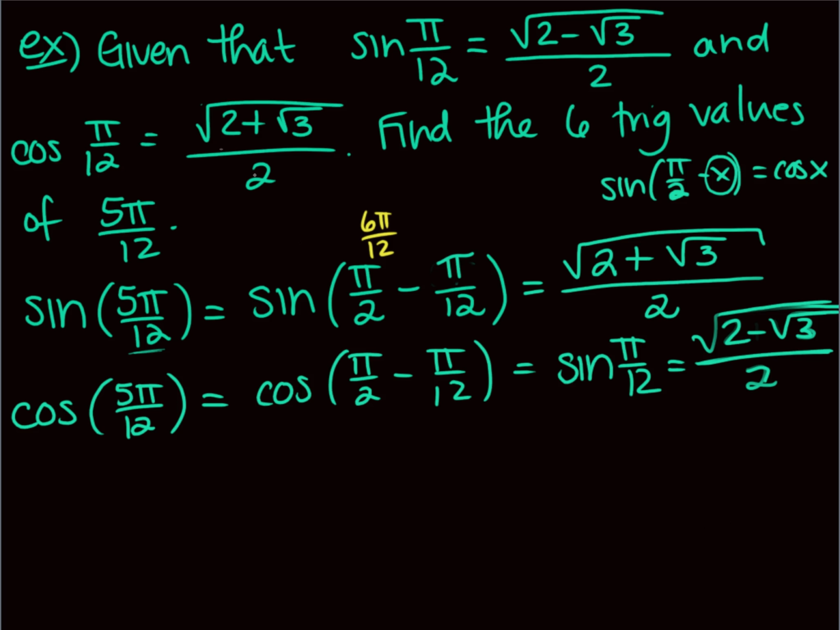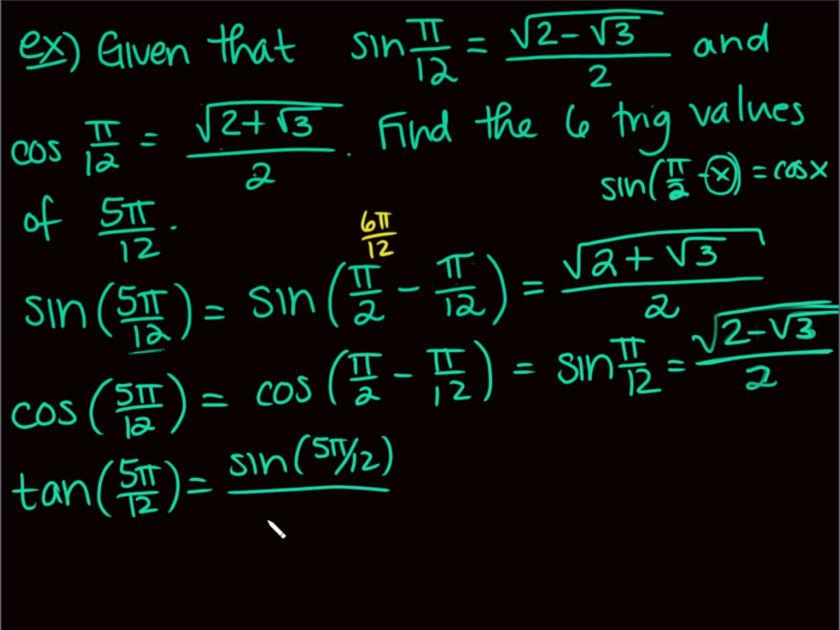How do I find the other trig values? Well, let's think about tangent. I might not go through these completely, but we're using some of our other identities. Tangent is just sine over cosine. I'm not going to simplify all of this for you, but you can do that on your own.